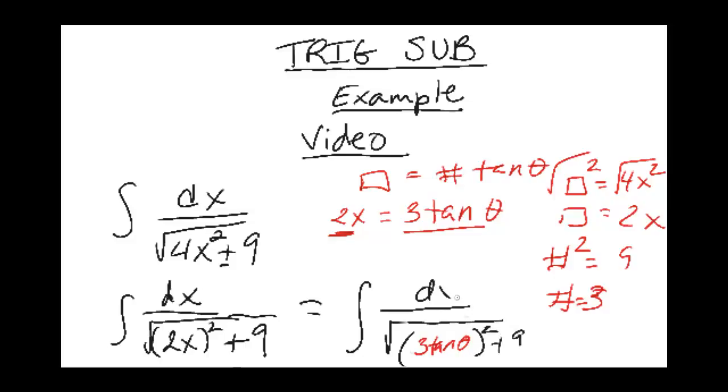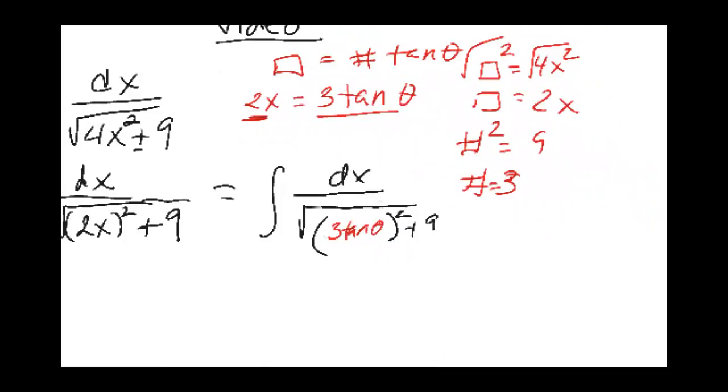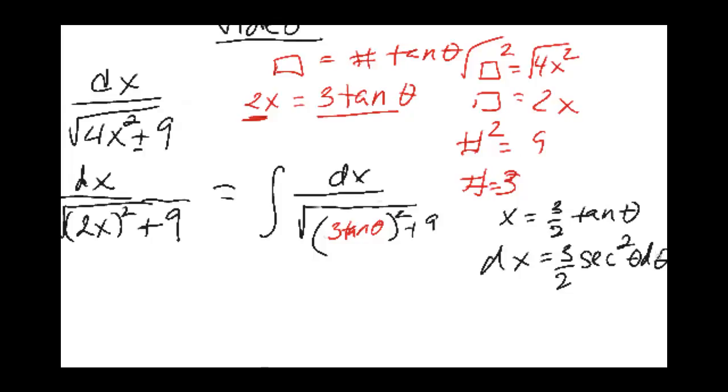And then there's this dx up here. Well, I need to have dx in terms of theta. So let me go off to the side and figure that out. So if I divide both sides by 2, I get x equals 3 halves tan theta. So then dx will equal 3 halves secant squared theta d theta.